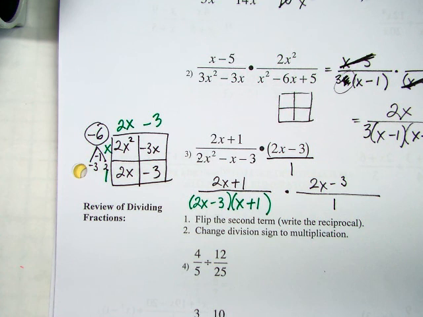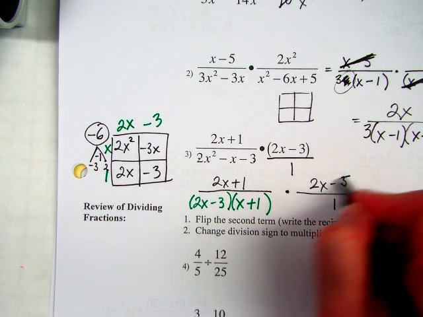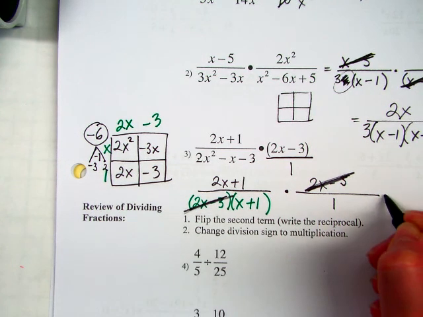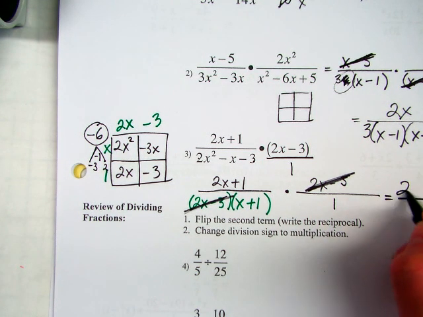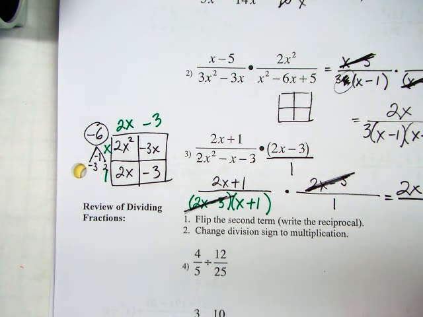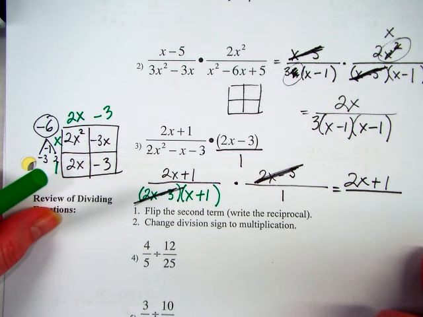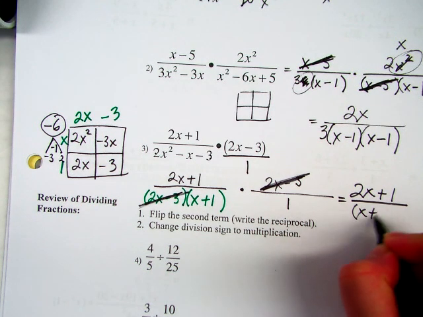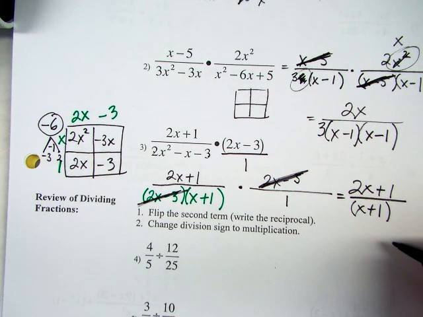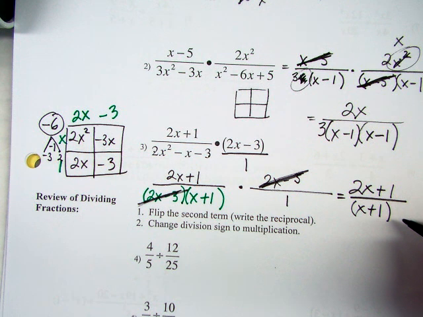Do you see anything that's going to cancel? 2x minus 3, 2x minus 3. On the top, we're left with 2x plus 1. And on the bottom, x plus 1. Okay? So now you guys have just a quick review of multiplying. Today, we're actually going to focus on dividing.